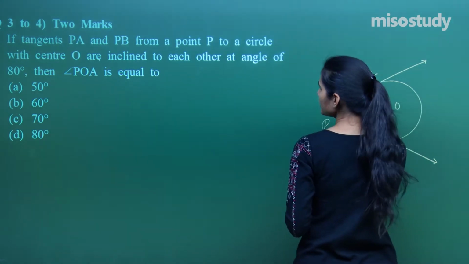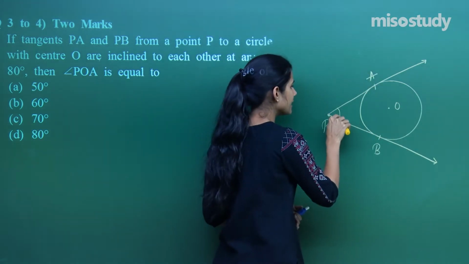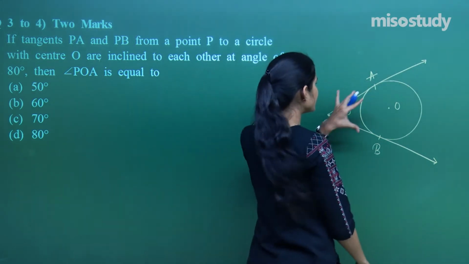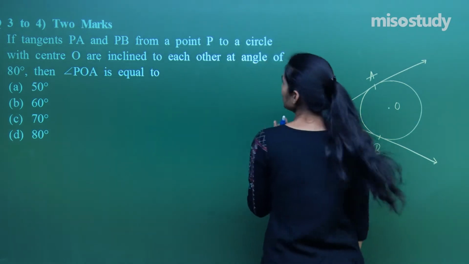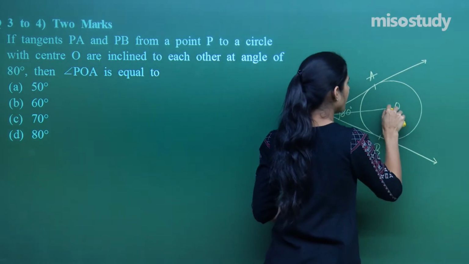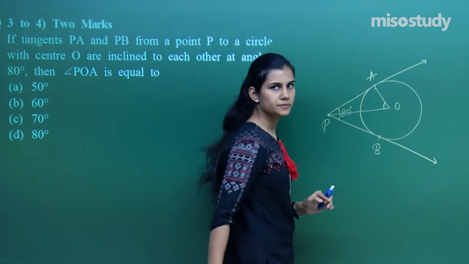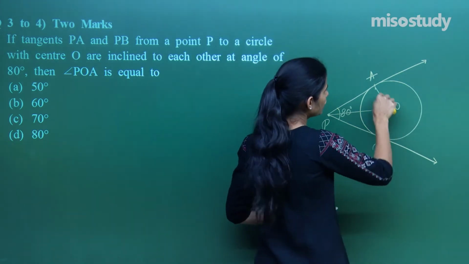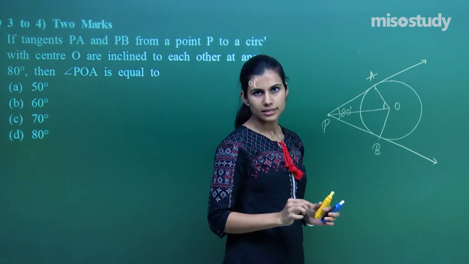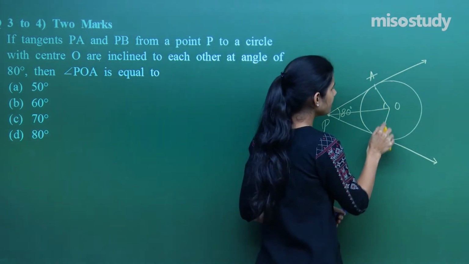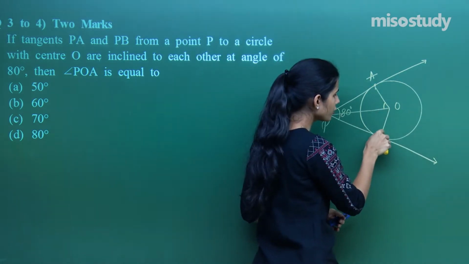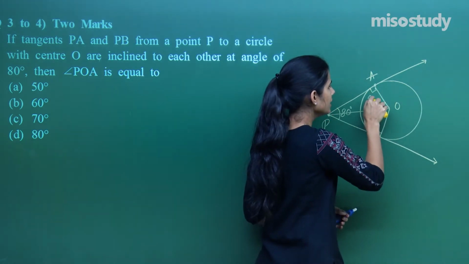They are inclined to each other at an angle of 80 degrees. That means this angle is given to you as 80 degrees. That means the angle which these two tangents are forming is 80 degrees. Angle POA, I am supposed to find this angle. Okay. Now just like you joined O with A, join O with B as well. We have already done this, as I have been saying in the past two questions also, that the radius of a circle is perpendicular to the tangent through the point of contact. This is 90 degrees. Similarly, this is also 90 degrees.